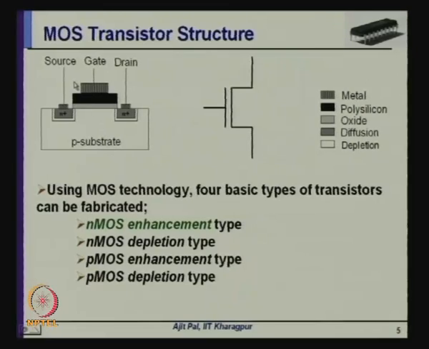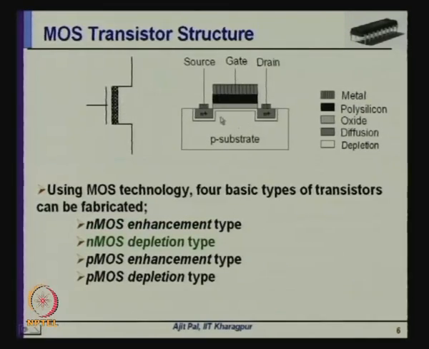Another alternative is there, in which case you can create the channel region by using ion implantation, you can put electrons in this region. That means, in the absence of any gate voltage, a channel is formed and electrons are available in this region, and as a consequence, even when the gate voltage is 0, current can flow between source and drain.